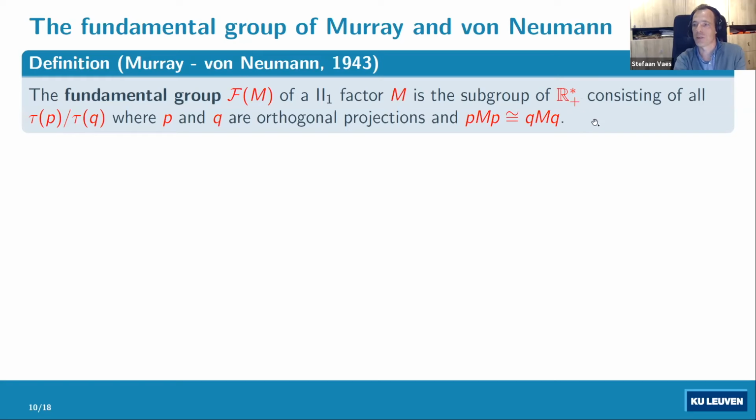And one way to say what it is: the group of positive reals t such that M is isomorphic to t by t matrices over M. Another way to say the same is that it's a subgroup of R plus consisting of all ratios of traces of projections, where P and Q are projections such that these reduced II_1 factors, these corners, are abstractly isomorphic as II_1 factors. So Murray and von Neumann were very happy with this invariant.